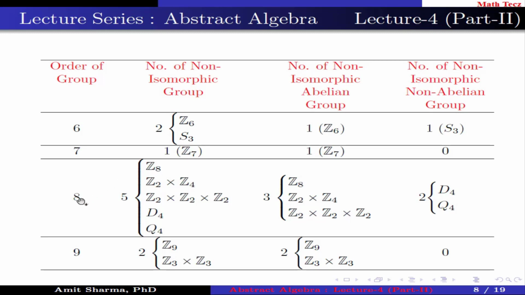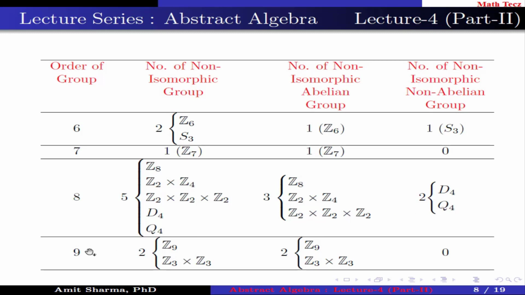If the group has order 8, there are 5 non-isomorphic groups, namely Z8, Z2 cross Z4, Z2 cross Z2 cross Z2, D4 and Q4, out of which 3 are non-isomorphic abelian groups, which are Z8, Z2 cross Z4, Z2 cross Z2 cross Z2, and 2 are non-isomorphic non-abelian groups, which are D4 and Q4.